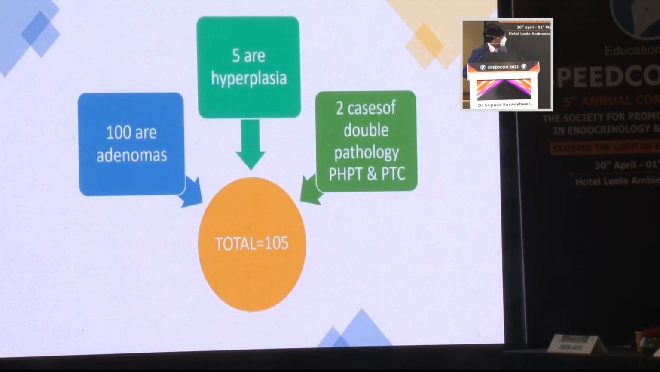These are the various histological examinations. Out of the 105 patients, 100 patients were diagnosed to have adenomas, 5 were hyperplasia, and 2 cases had double pathology of adenoma and papillary cell thyroid.